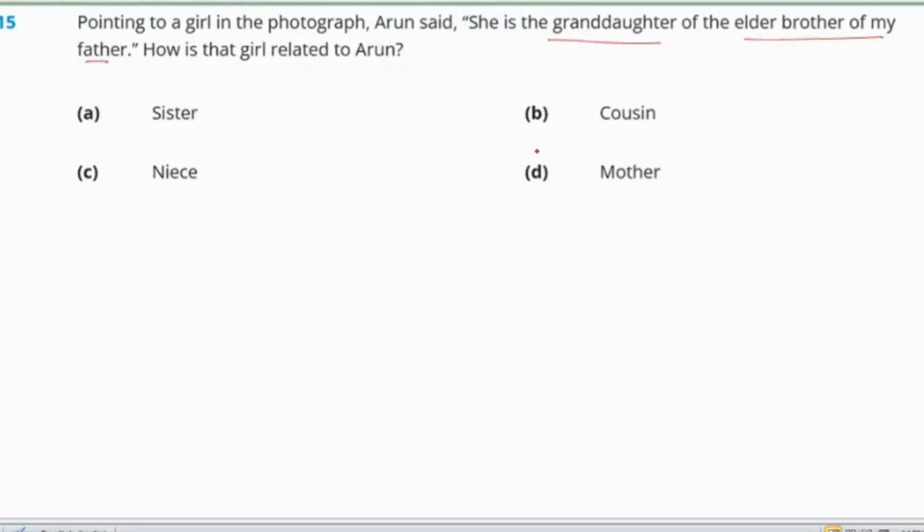Arjun was saying that she is the granddaughter of the elder brother of my father. The elder brother of my father will be my uncle only, and my uncle's granddaughter will be my what? Uncle's granddaughter will be my niece only, because uncle's son will be my cousin brother, and his daughter has to be my niece. So the correct answer will be option C, which is niece.